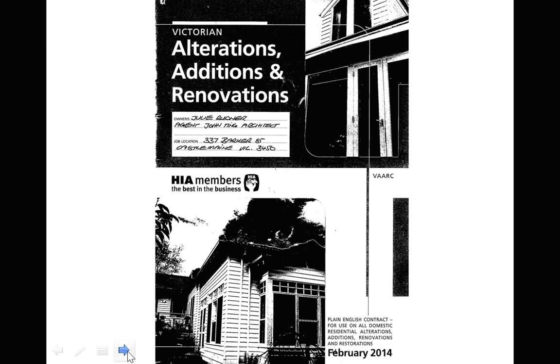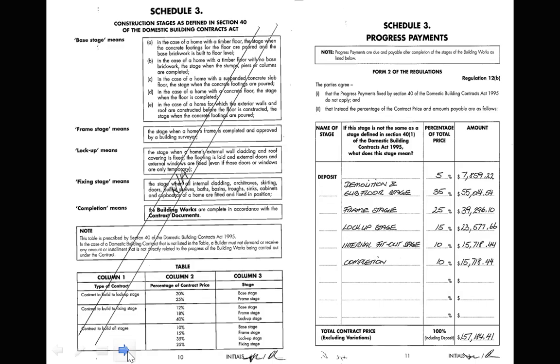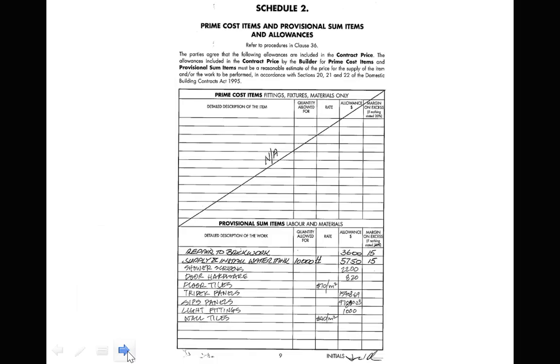So the contract we decided upon was the HIA Victorian Alterations, Additions and Renovations contract, which we talked a little bit about last week. Apart from the progress payments, what that also has is Schedule 2, which is the list of prime cost items and provisional sums. Those are both allowances, either things that we know we want, and we put them in the contract so the builder can deal with them, such as the supply and install of the water tank there, which is $5,750, or allowances where we haven't yet specified everything, but we want the cost of those things to go in.